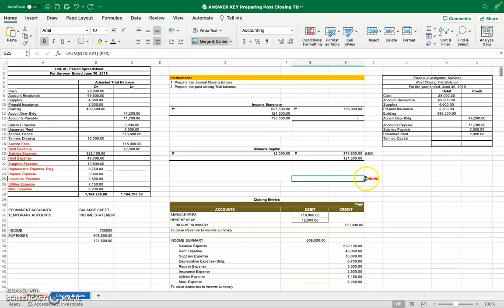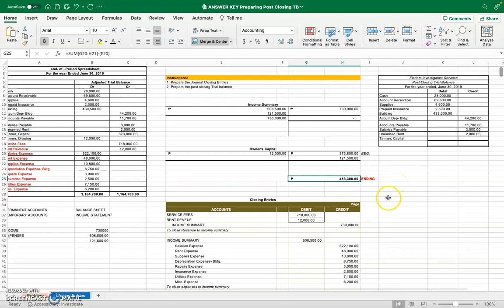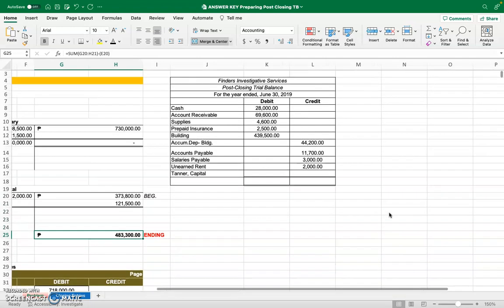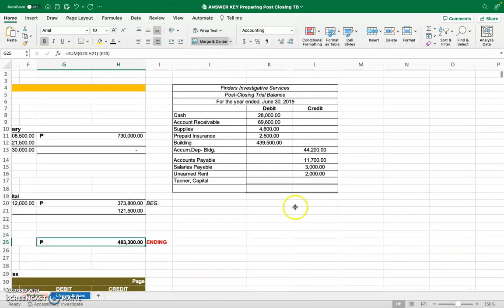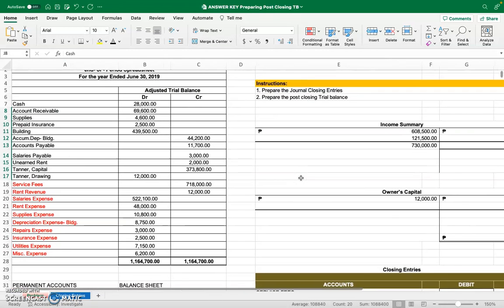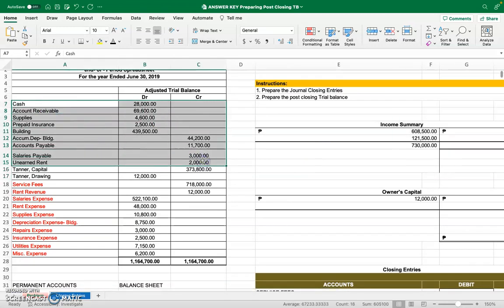So let's see how much it will be. 373,800 plus 121,500 minus the 12,000 owner's drawing on the debit side, you will get an ending balance of 483,300. So now the next goal is to transfer that 483,300 to the post-closing trial balance. So by the way, all of these accounts come from the adjusted trial balance. So up until the unearned rent, you can just copy it and paste it.